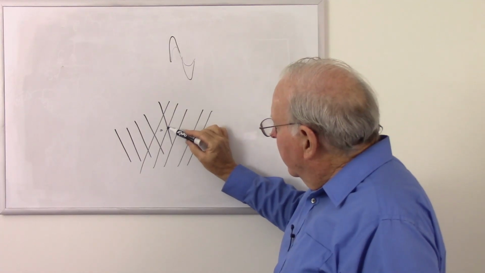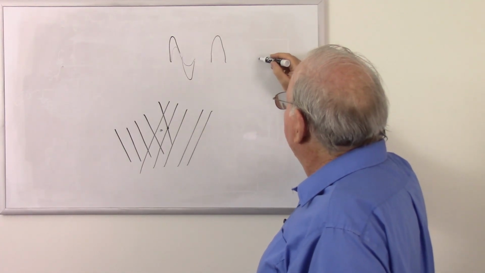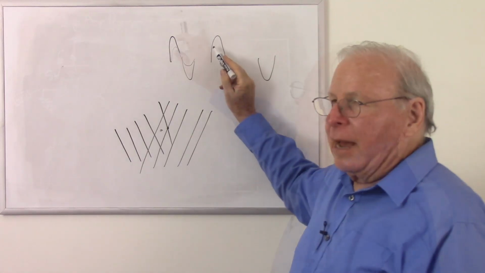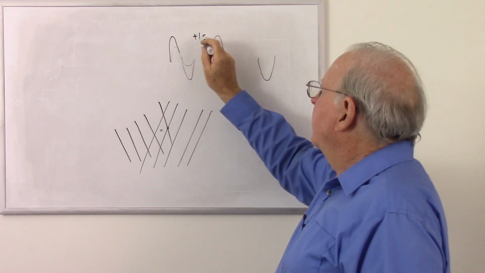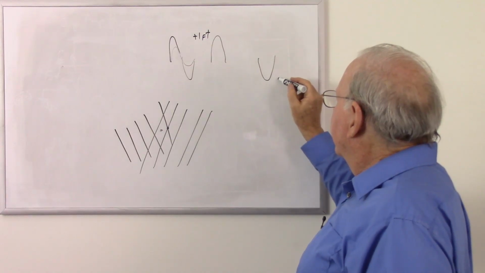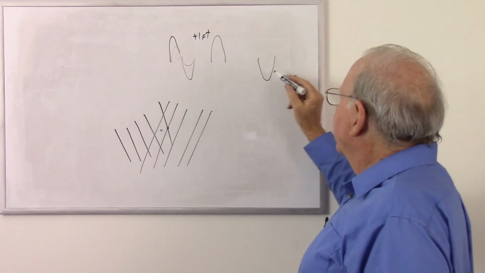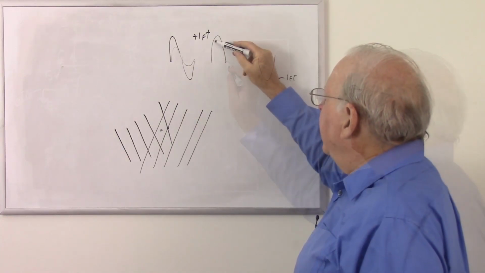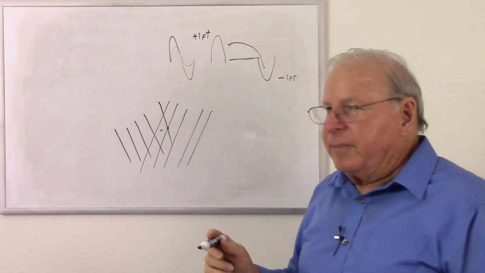But what about where a peak meets a trough? So we have a peak coming in to meet a trough. What's going to happen? Let's say this one's going up plus 1 foot, and this one's going down to minus 1 foot. What's going to happen when they meet? The peak is going to basically fill the trough, and they're going to be equal.